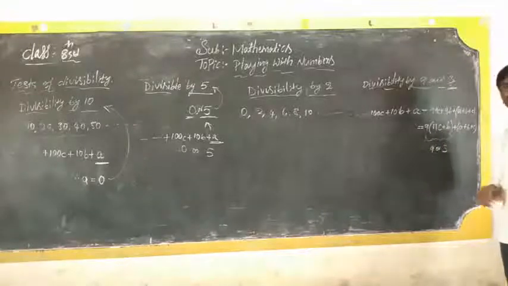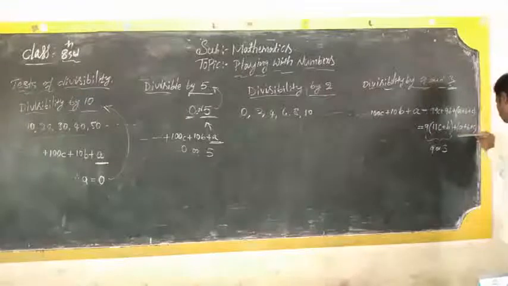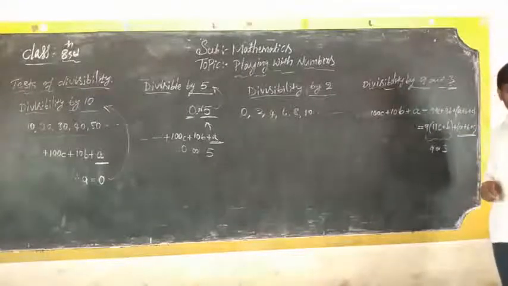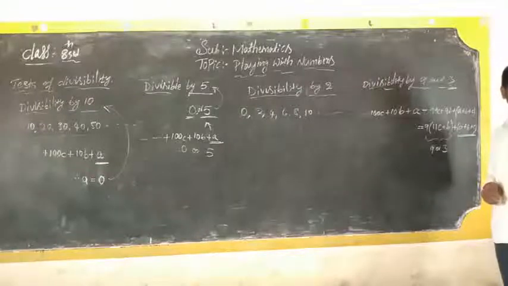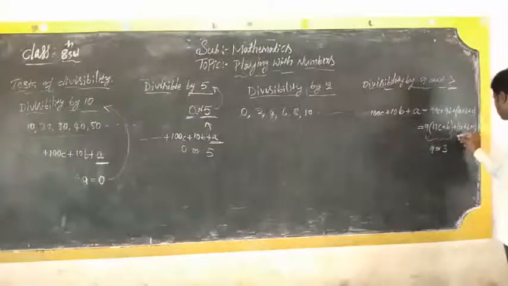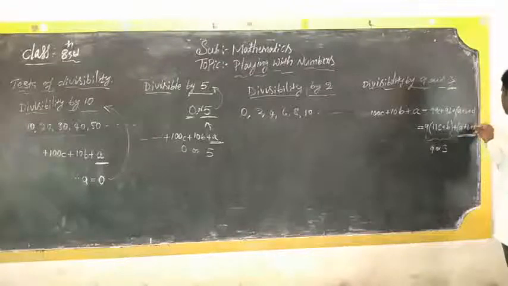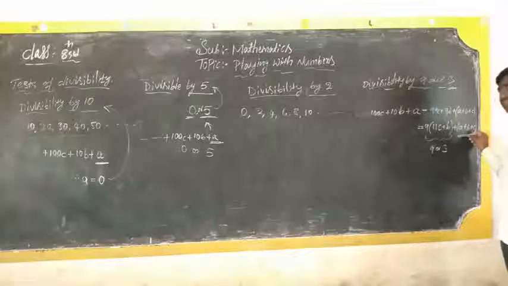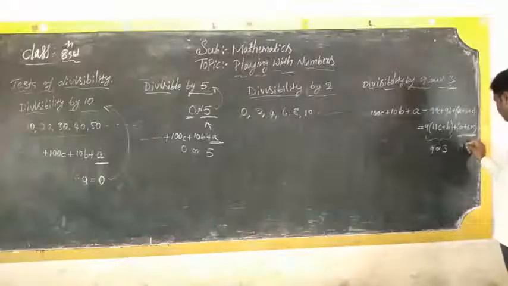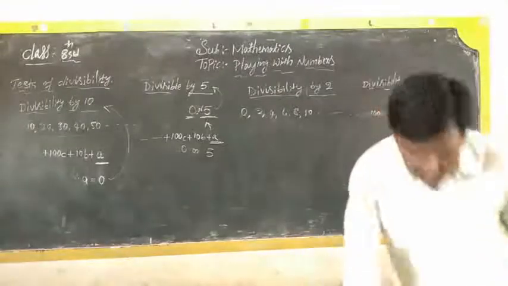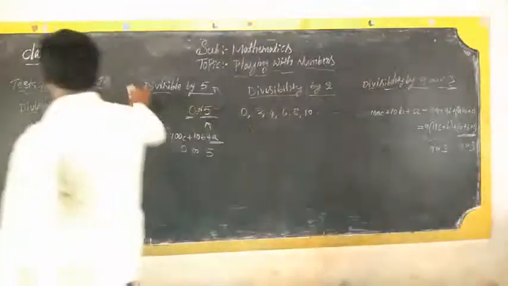But the last part, that is a plus b plus c, it is divisible by 9 or 3. So the sum of the digits, a plus b plus c, must be divisible by 9 or 3. Understood that? Yes. So based on this, we should solve some problems.